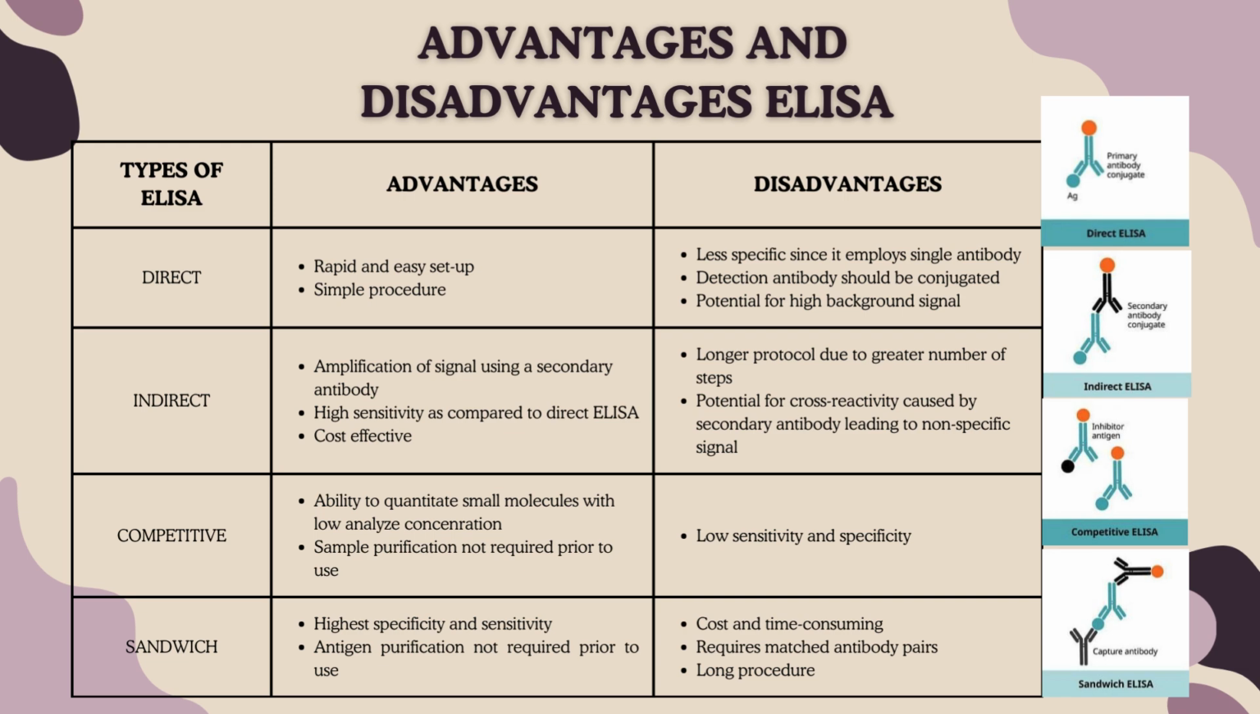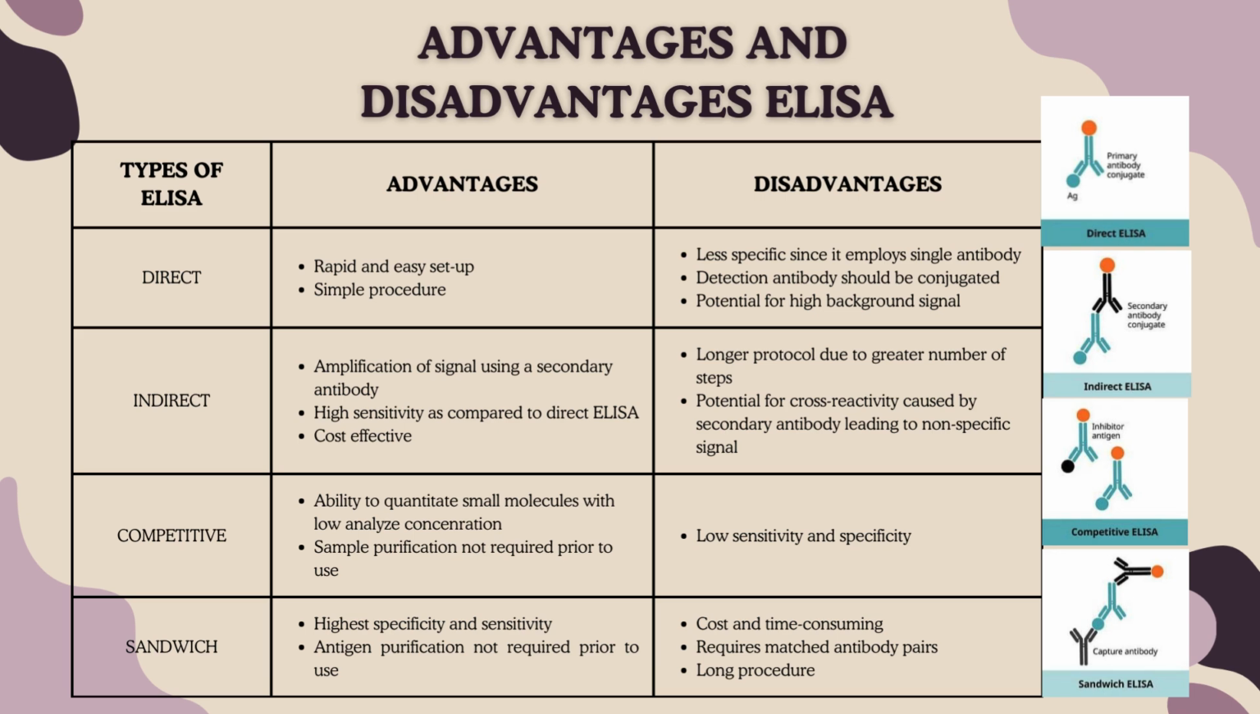So the next slide is advantage and disadvantage ELISA. Advantage and disadvantage based on the type of ELISA, which is direct, indirect, competitive and sandwich. First one, direct. Advantage of direct is rapid and easy setup, simple procedure. Disadvantage of direct is less specific since it employs single antibody detection. Antibody should be conjugated and potential for high background signal.